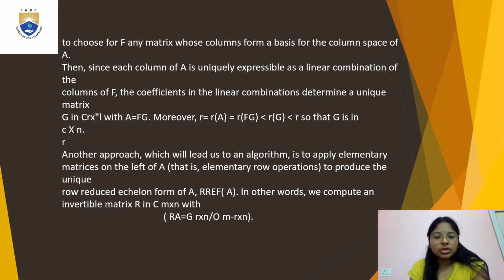Another approach, which will lead us to an algorithm, is to apply elementary matrices on the left of A, that is, elementary row operations, to produce the unique row reduced echelon form of A, RREF(A). In other words, we compute an invertible matrix R in C^{m×m} with RA = [F; 0], where F is r×n and 0 is (m−r)×n.